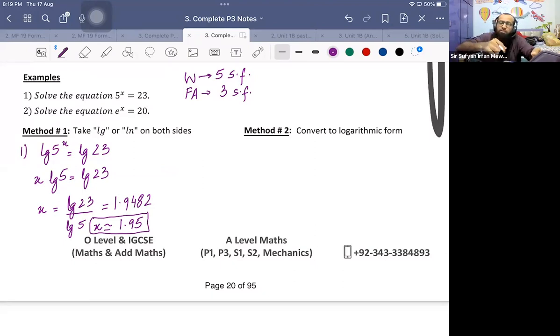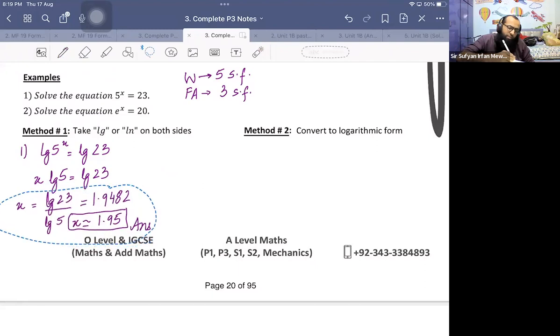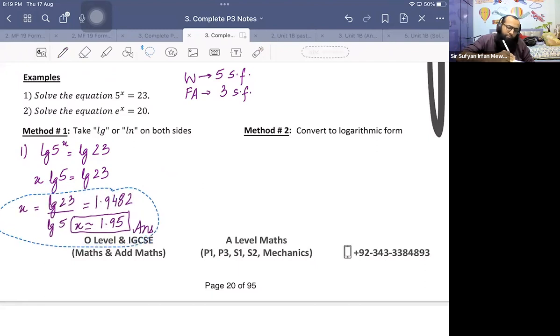this particular answer is to be used in subsequent parts, then we will not be using 1.95. We are going to use 1.948. So this is an approximately equal to sign. Even if you make an equals to sign, it's perfectly fine, not a big deal. But it is my habit, as per practice, I'm writing this. So x is approximately equals to 1.95. So this is example number 1 using method number 1.